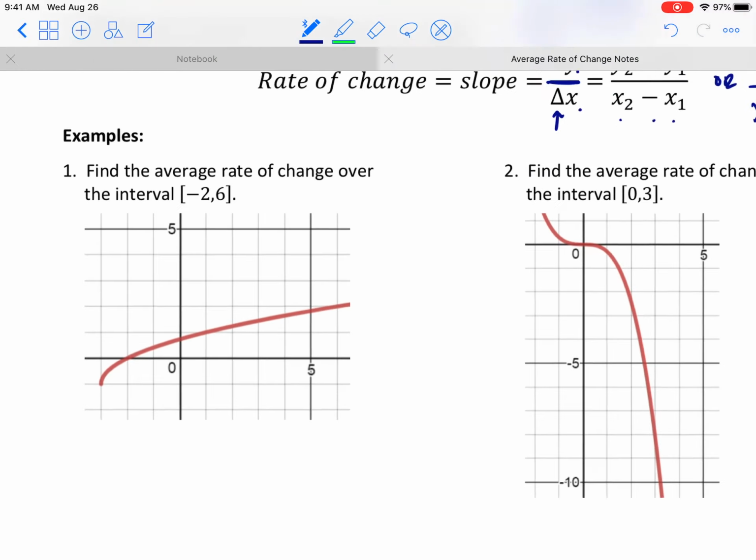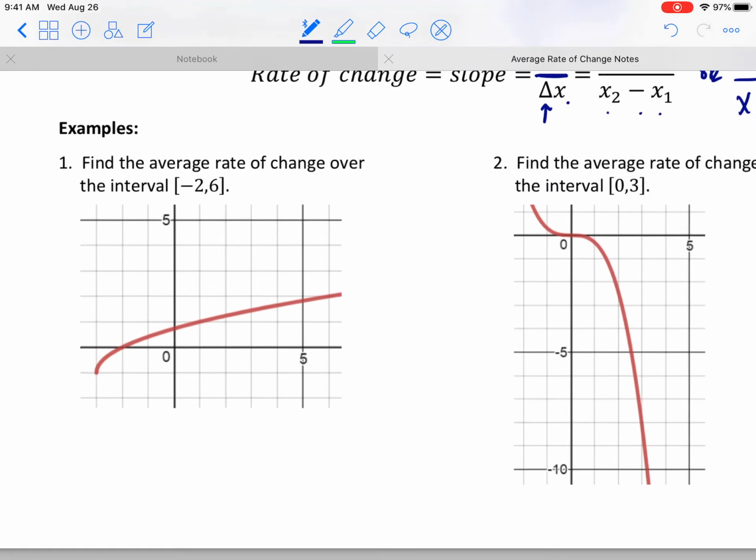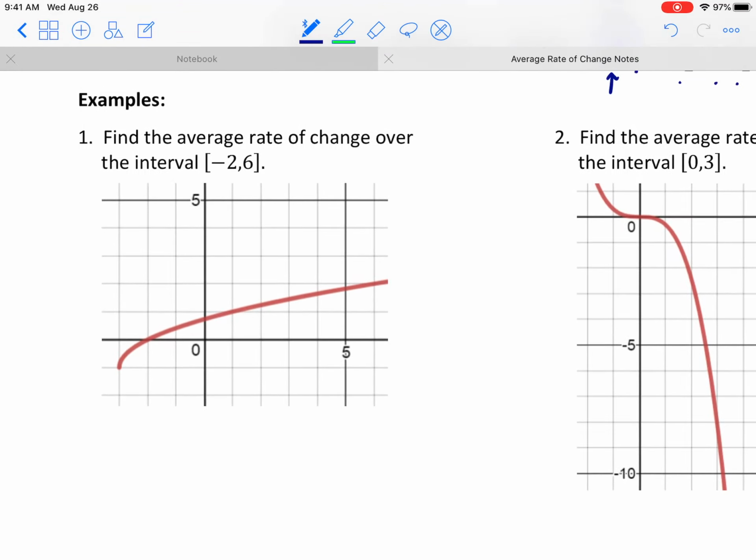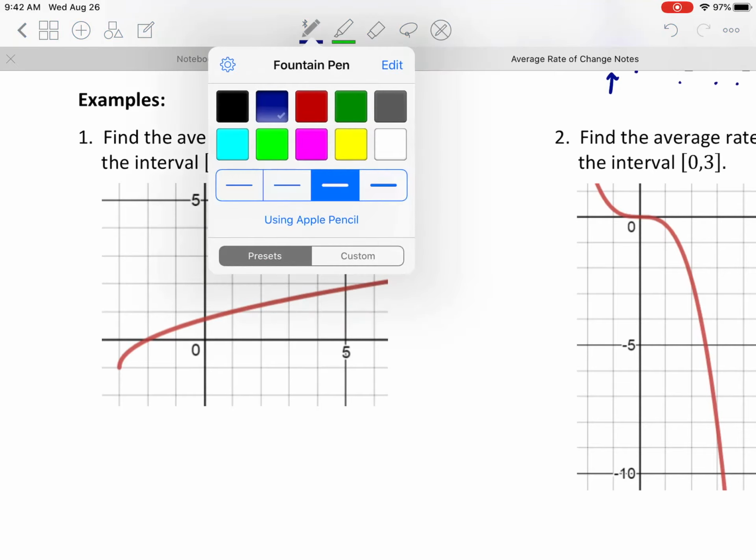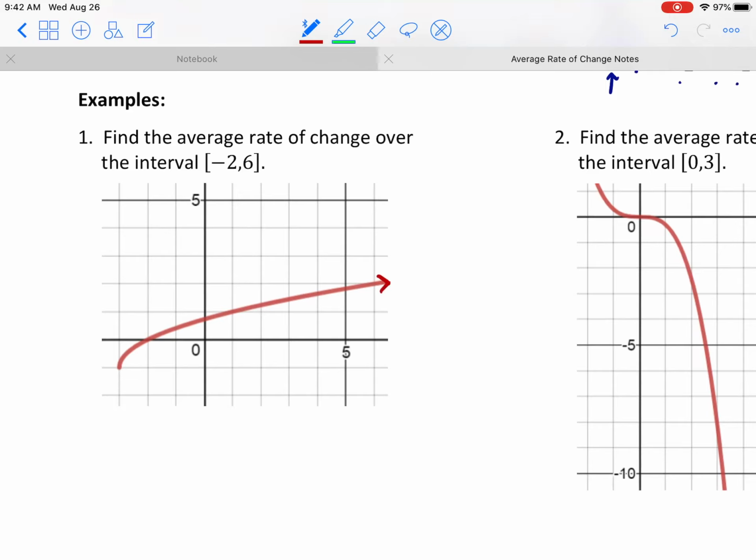So the tricky part is, how do I identify the two x's and two y's that we're going to be calculating the slope for? If you look at example 1, it says find the average rate of change for this function, and hopefully you're looking at that function having an idea of what kind of function it is. It's a square root function, that little hill shape. Technically, it goes on forever in this direction, and we have an endpoint here. It's just copied out of Desmos, and I can't capture those arrows all the time.